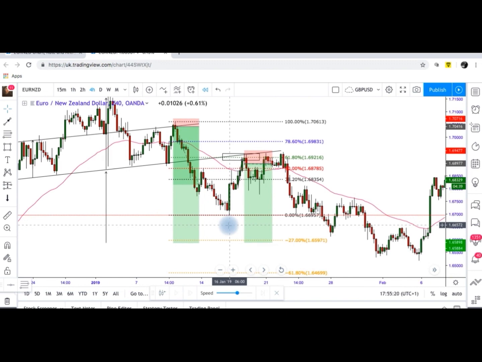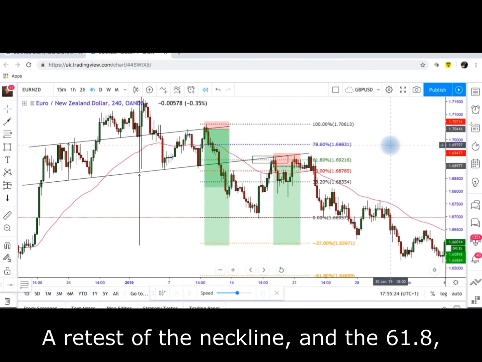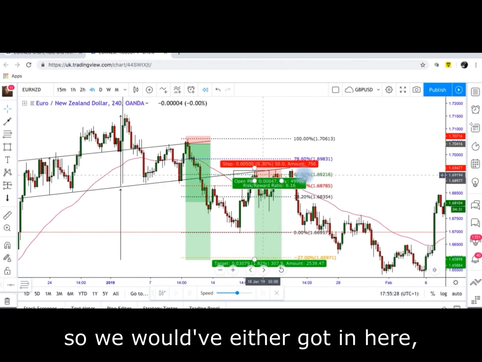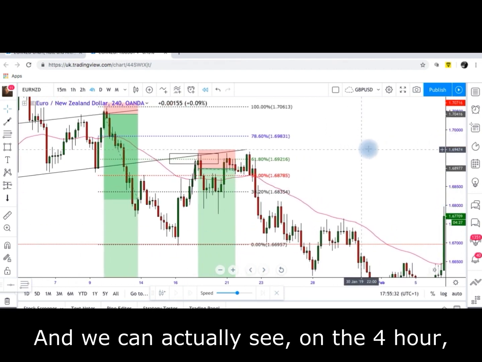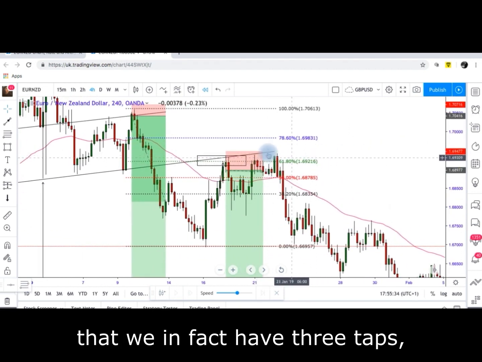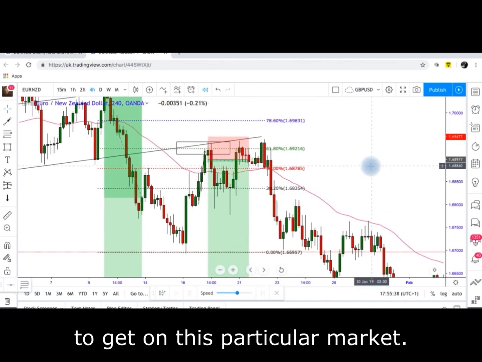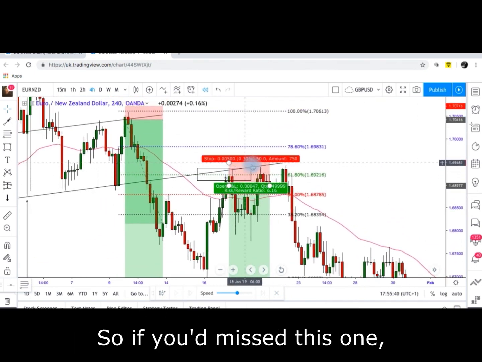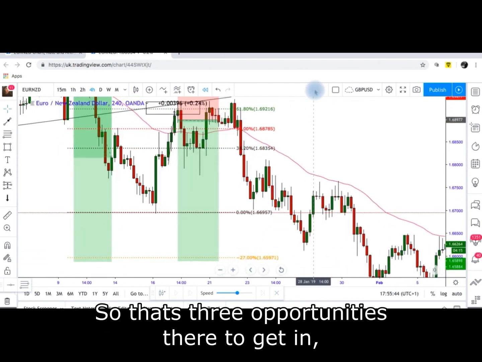Okay? This would have been our next trade, a retest of the neckline and the 61.8. So we would have either got in here or we would have got in here. And we can actually see on the 4 hour that we in fact had 3 taps. 1, 2, and 3. 3 taps, 3 opportunities to get in on this particular market. So if you'd missed this one, you could have gotten in this one. If you missed this one, you could have simply got in here. So there's 3 opportunities there to get in.